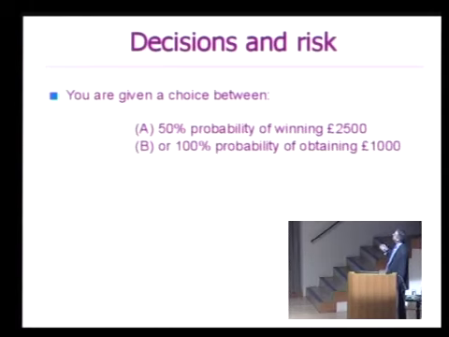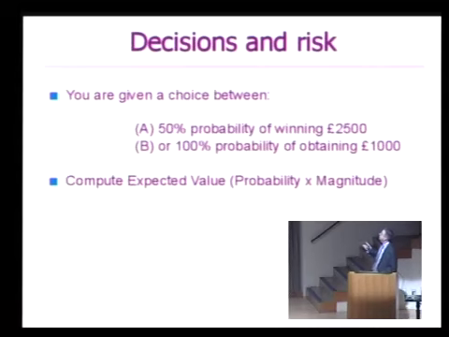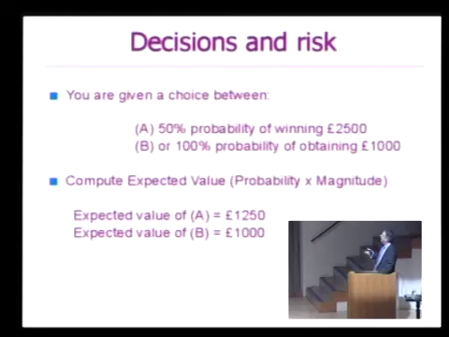Now, probably, I would say a lot of you would say, I'll take the £1,000, thanks. But obviously, if you were to play this game infinitely, the average amount of money you'd get for choosing this one would actually be more. So you'd win on average £1,250, whereas with B, you'd only win £1,000. So you can basically compute the expected value, the probability times the magnitude. Okay. So, you might say, well, actually, why shouldn't you be choosing A?